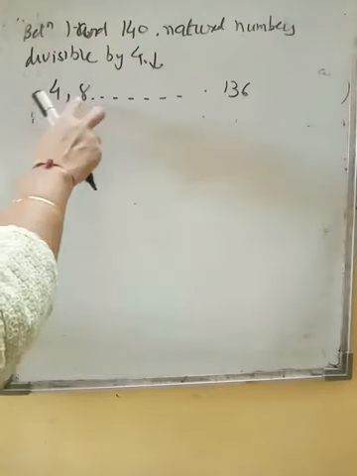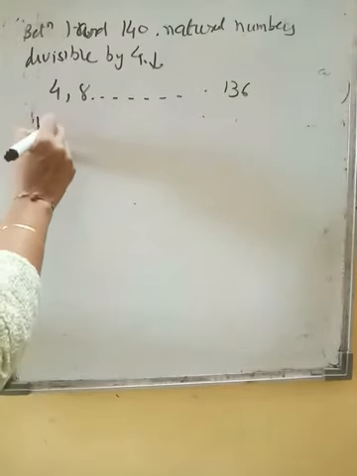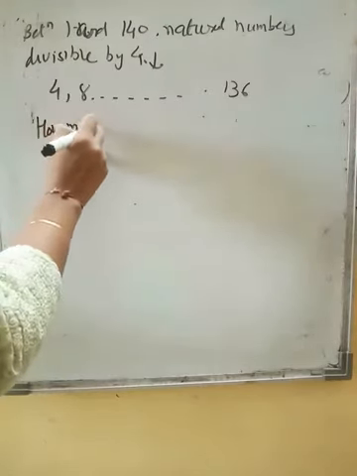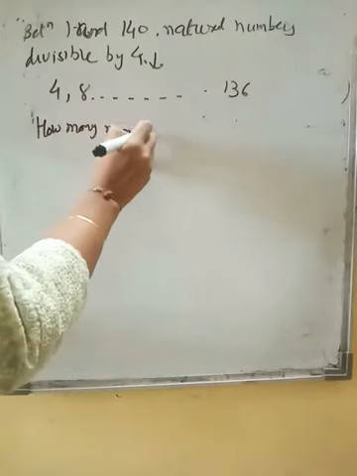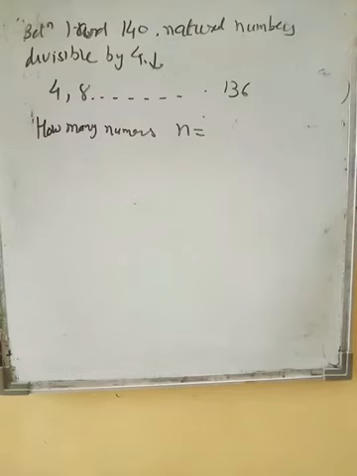So 4, 8 up to 136. How many numbers? n equals 34. Now, how do we come to know? Come on. 136 divided by 4. Correct. So let's do that.